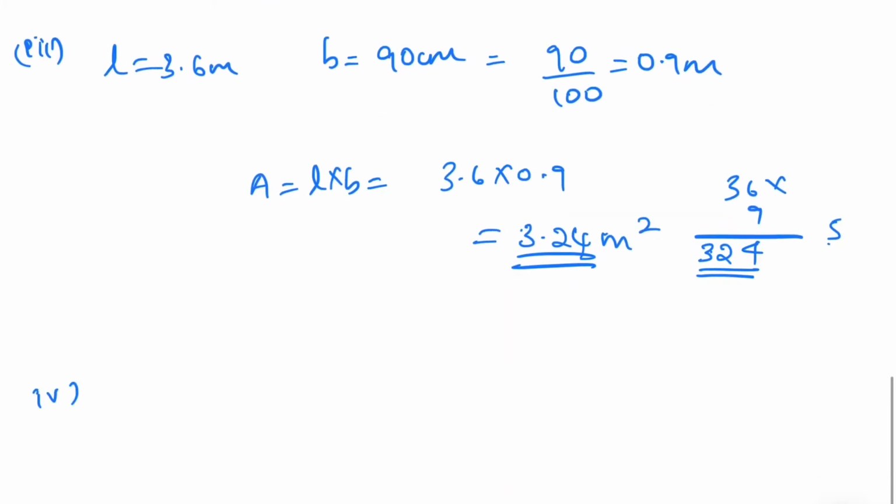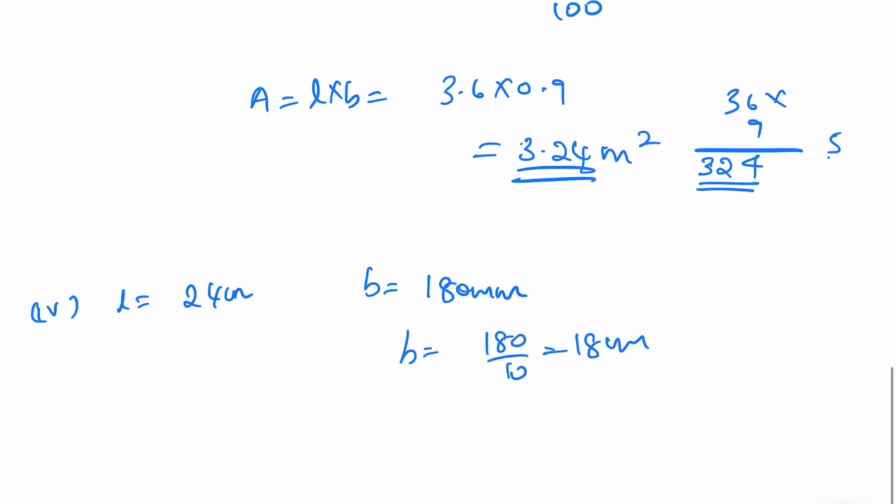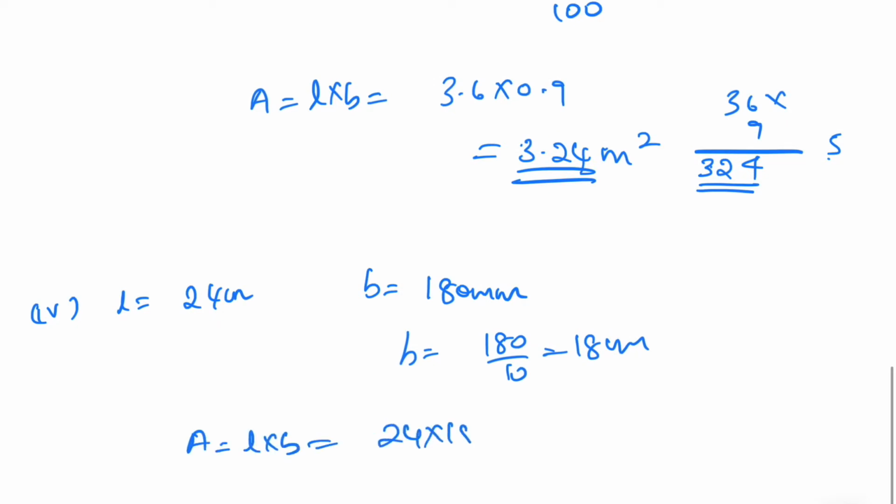Coming to the fourth sub question, length is equal to 24 centimeter and breadth is equal to 180 millimeter. Okay, so millimeter to again centimeter. How do we convert it? So breadth is equal to 180 by 10, that is equal to 18 centimeter. So area is equal to L into B, that is equal to 24 into 18. 8 4s are 32, 8 2s are 16, 16 plus 3 is 19, into 24, you get 432. So, you will get the answer 432 centimeter square.